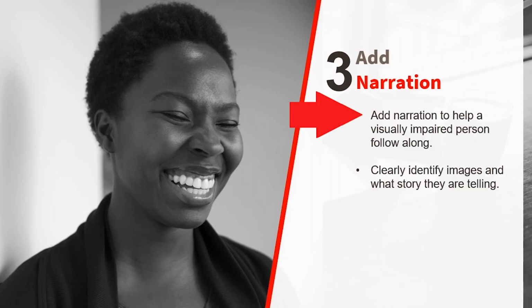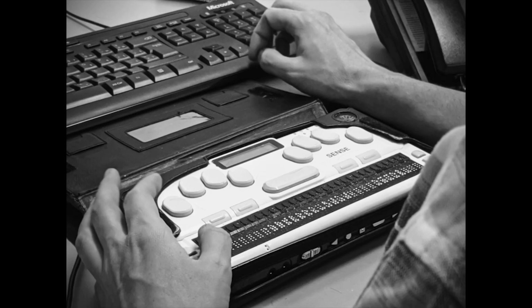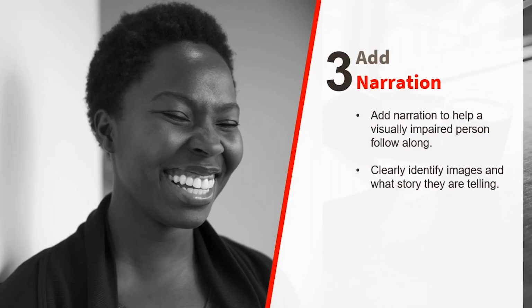Tip number 3. You could also have visually impaired folks in your audience who may not be able to see your presentation at all or very little. If you're not presenting live, consider recording a narration to help. Identify images by saying, "Here, an image of XYZ is presented, which tells us so and so." This way, a person who's visually impaired can follow along.